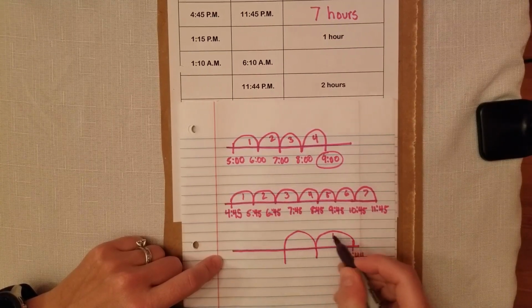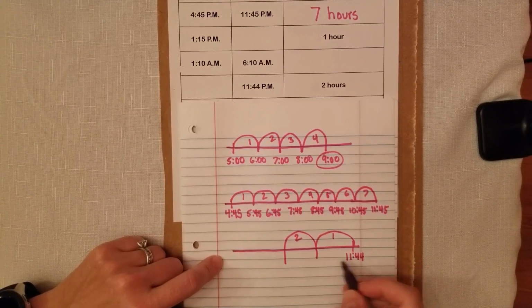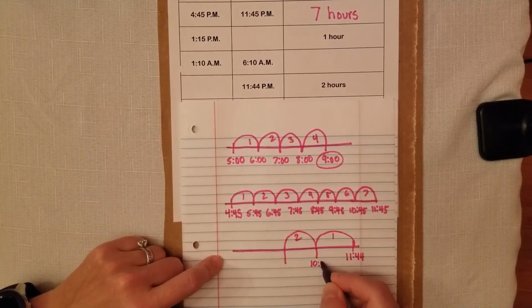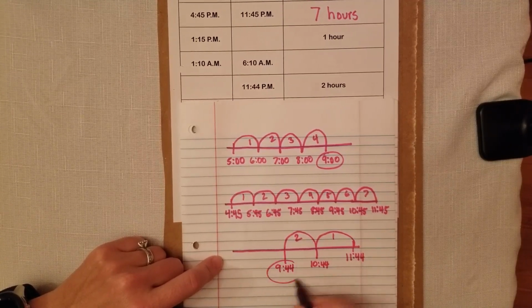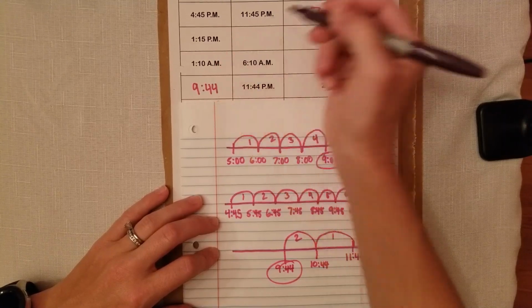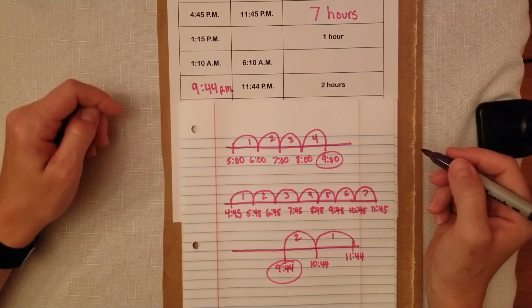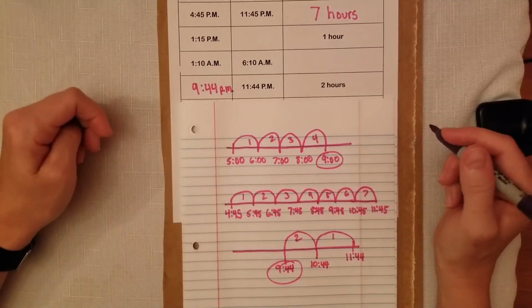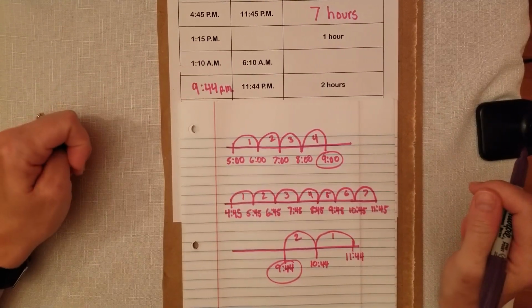1, 2. So let's count back from 11:44. 1 hour before that would be 10:44. Another hour before that would be 9:44. So there's our start time. We're at 9:44 p.m. All right, there you go, boys and girls. So you might see it on a chart like this, or you might see it as a word problem. Either way, you're using your same number line strategy.